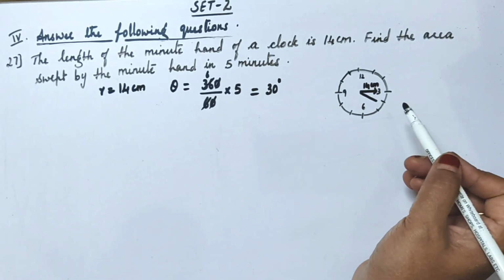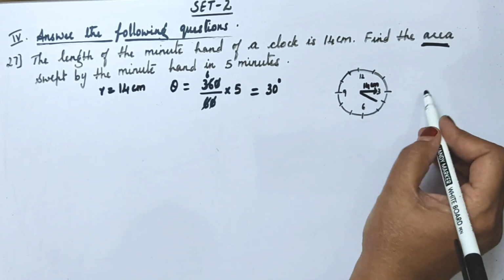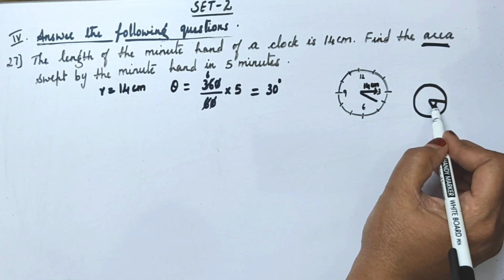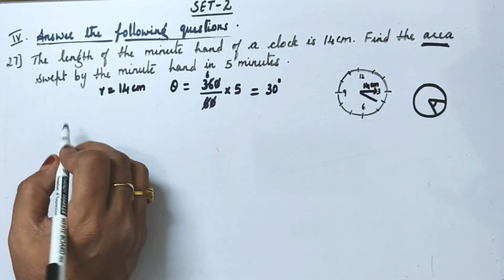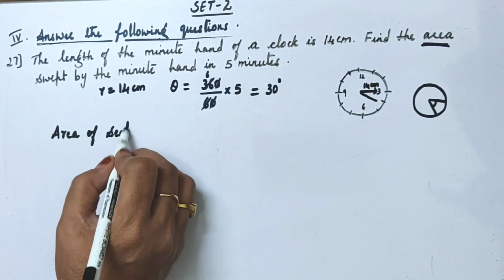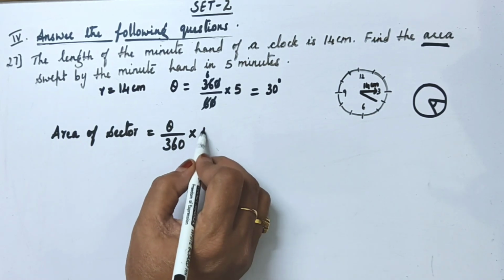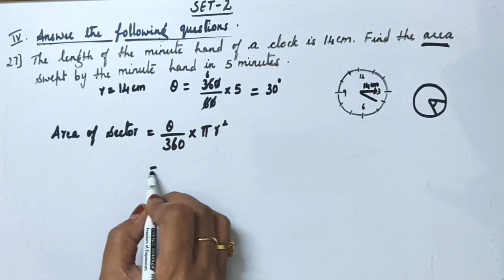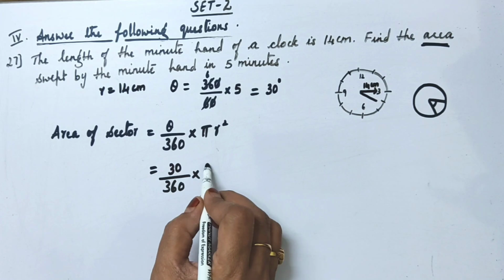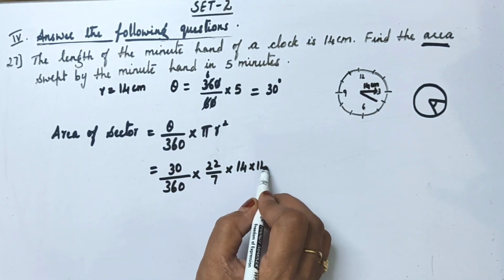We need to find out the area swept by the minute hand. So this will form a sector. Okay, now what is the area of a sector? Area of sector equals theta upon 360 into pi r square. Theta is 30 degrees. 30 upon 360 into pi is 22 by 7, radius is 14 into 14.